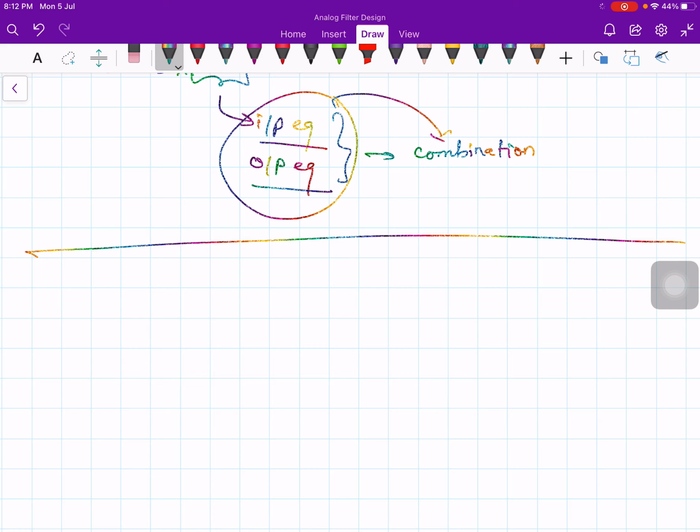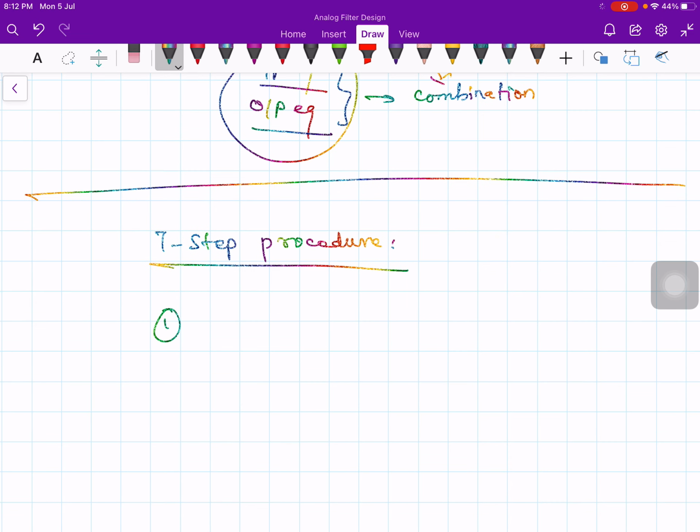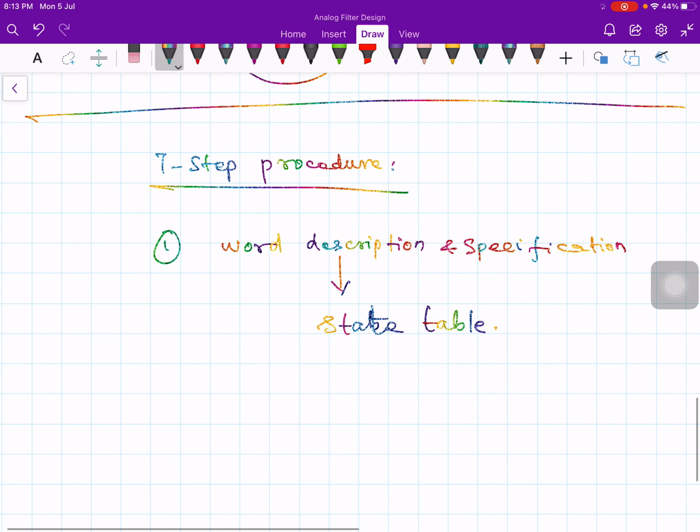There is a seven step procedure, so we will see what those steps are. The first step is, from the word description, the customer generally will tell you their requirement in terms of words. The first step is very, very important. From the word description and specifications of the desired operation, they will tell you in terms of words, paragraphs or statements, whatever it is, you determine the state table. We'll take an example so you can understand very clearly.